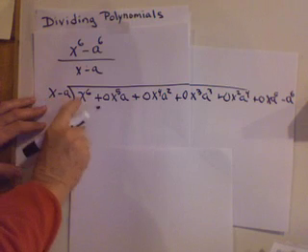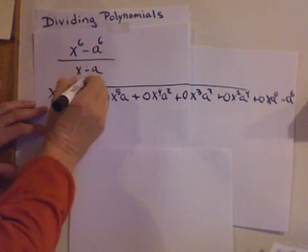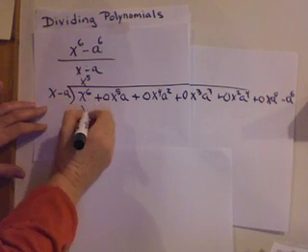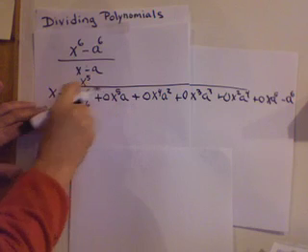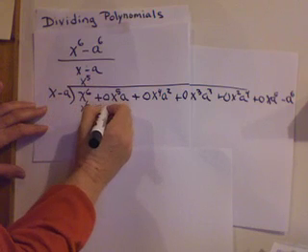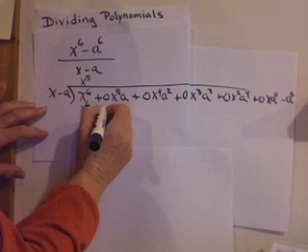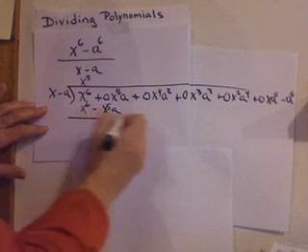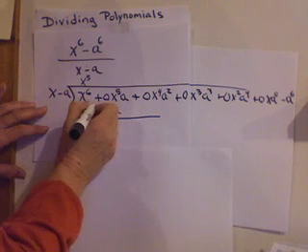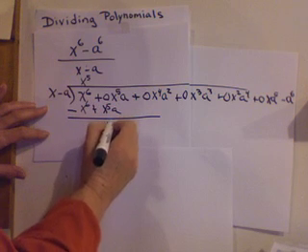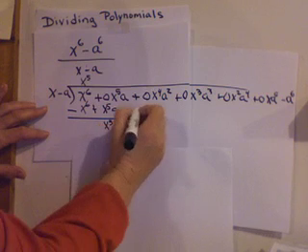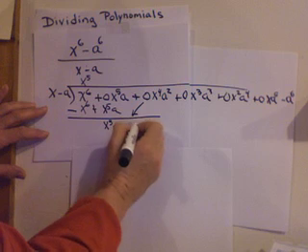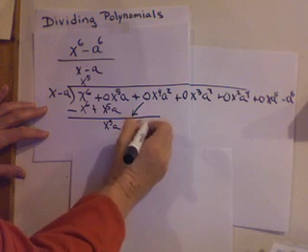Okay, same process though. Think, what times x is x to the 6th? That would be x to the 5th. X to the 5th times x is x to the 6th, x to the 5th times negative a is minus x to the 5th a. Draw the line, subtract, which is change the signs. All right, x to the 5th a, bring down the next term, plus 0 x to the 4th a squared.